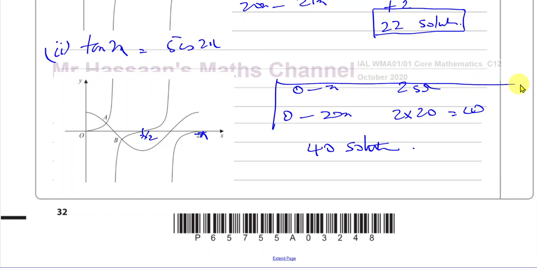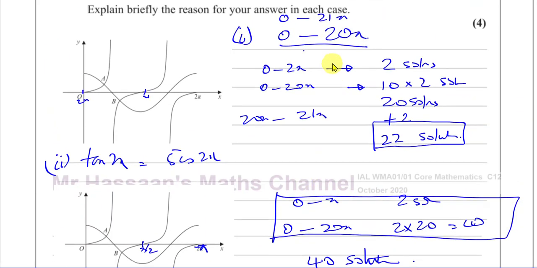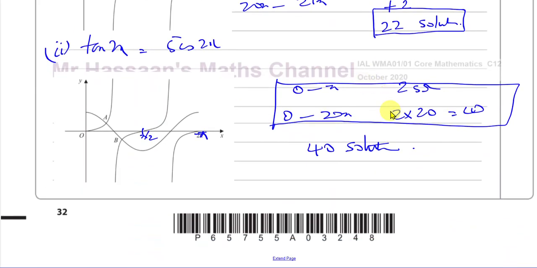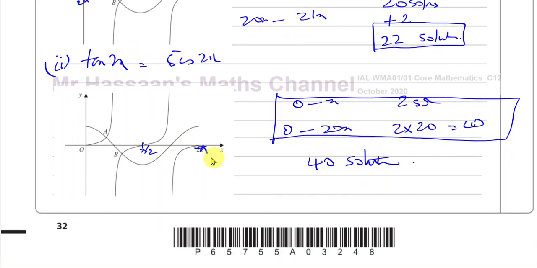So showing this kind of ratio, briefly explaining the reason for your answer in each case, that's absolutely fine for you to just leave your answer or show how you use the proportion. Between 0 and pi, there are 2 solutions. Between 0 and 20 pi, there's 20 times as many solutions. This time they didn't ask for the 21 pi, so it's as simple as that.